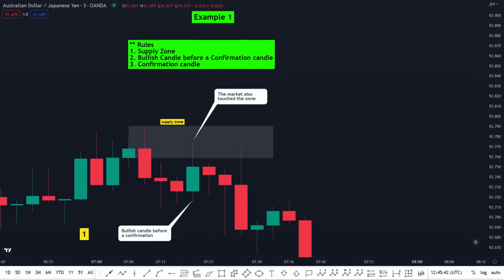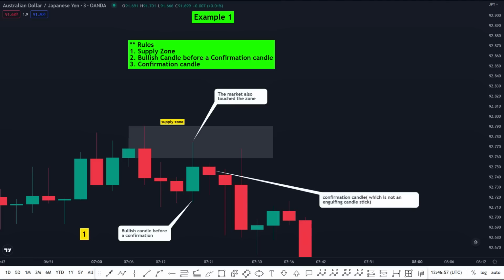Now we can see that the bullish candlestick before a confirmation candle is the one that touched the zone here. So the next step is to identify a confirmation candle. Now we can see that we spotted a confirmation candlestick, which is also not a bearish engulfing candlestick, meaning price is likely to come and retest the open of that confirmation candle. And lastly, what is left is that we have to mark our sell level areas.